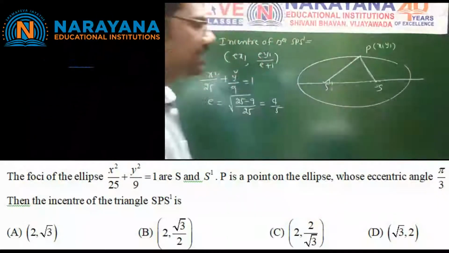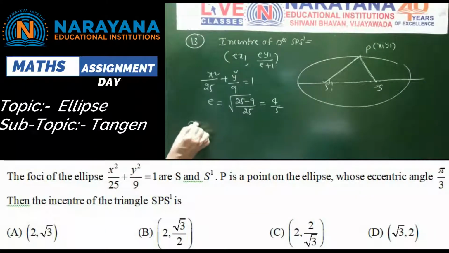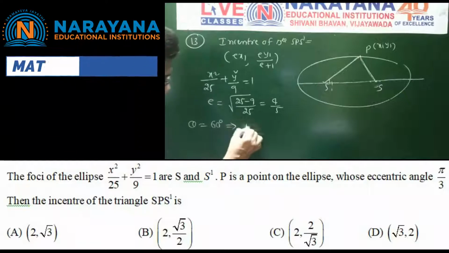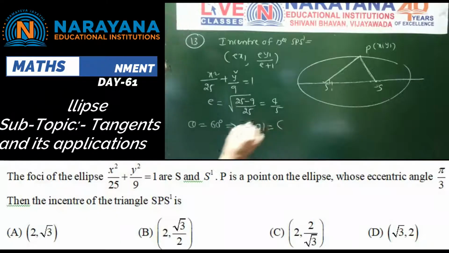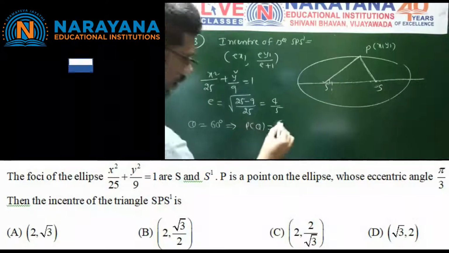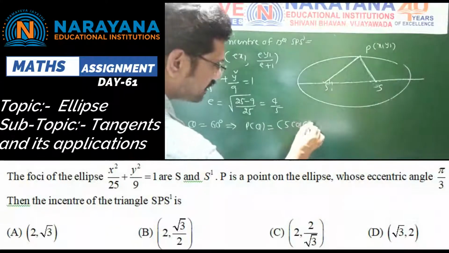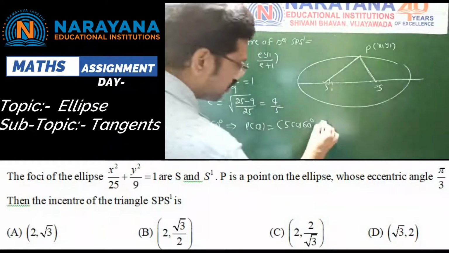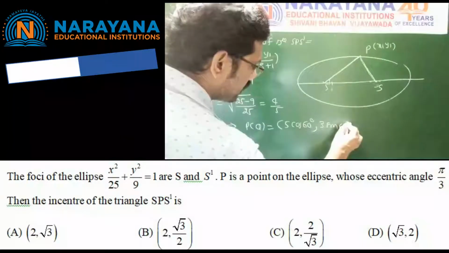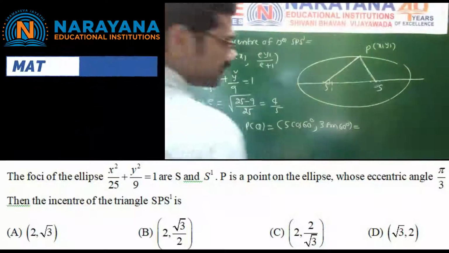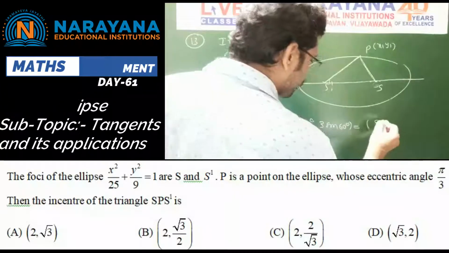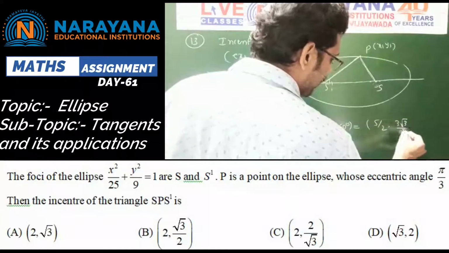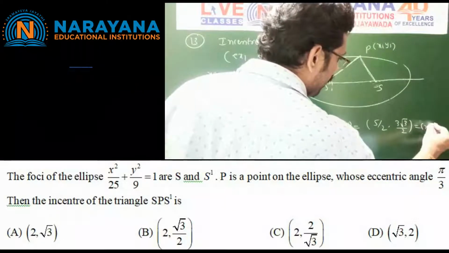So here the eccentric angle theta is given as 60 degrees. Therefore P of theta is (a cos theta, b sin theta). Here a is 5 into cos 60 degrees, and b is 3 into sin 60 degrees. Cos 60 is 1 by 2, and sin 60 is root 3 by 2, so that is 3 root 3 by 2. This is the point (x1, y1).